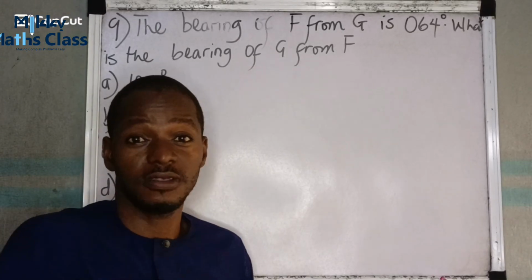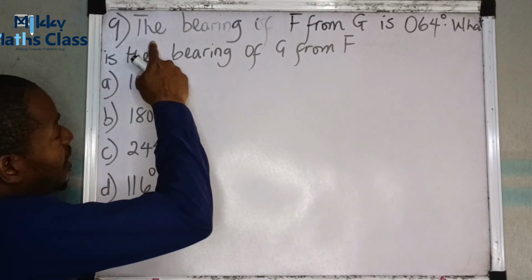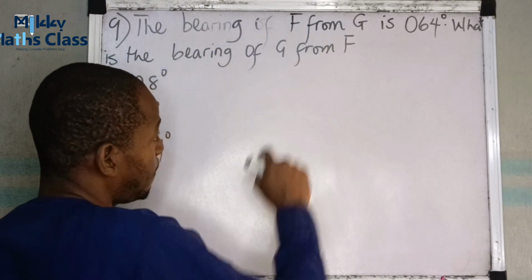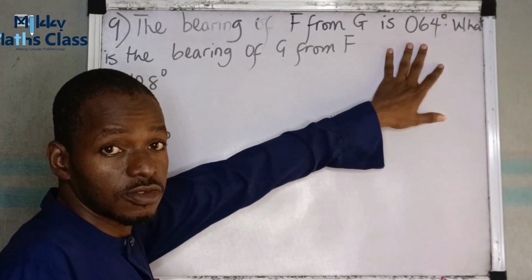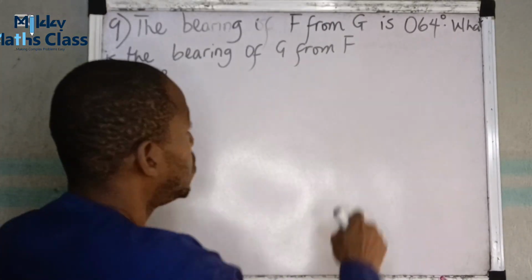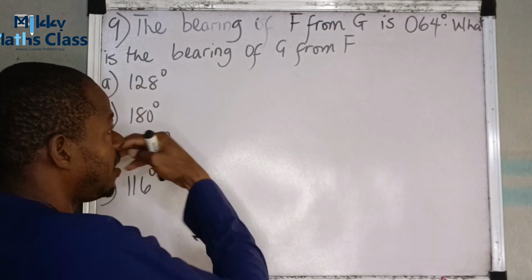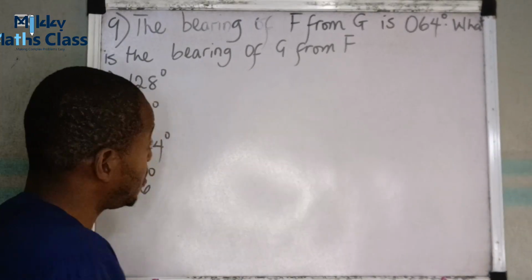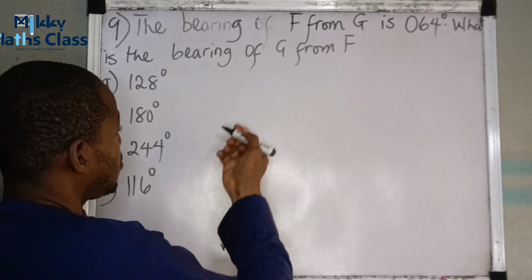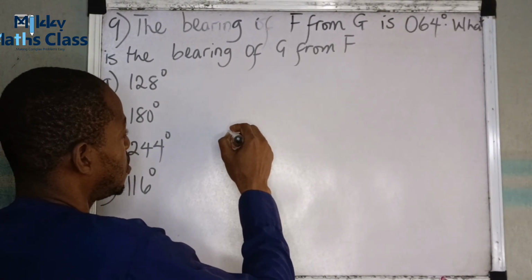All right, let's look at question 9. Question 9 says the bearing of F from G is 064 degrees. What is the three-figure bearing of G from F? Now let's look at the 2 points.